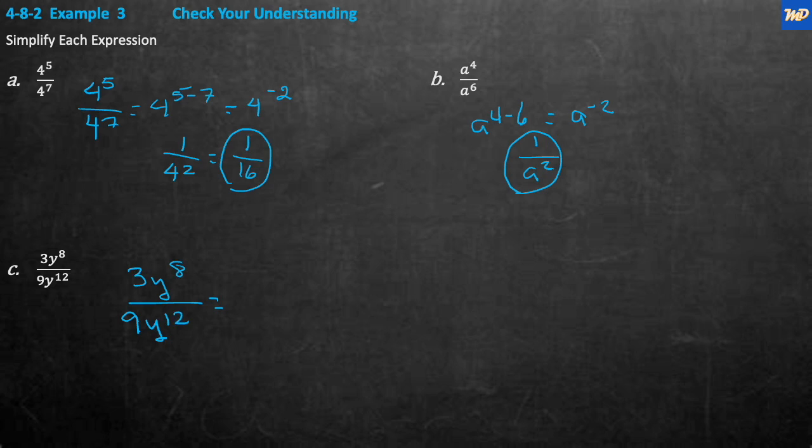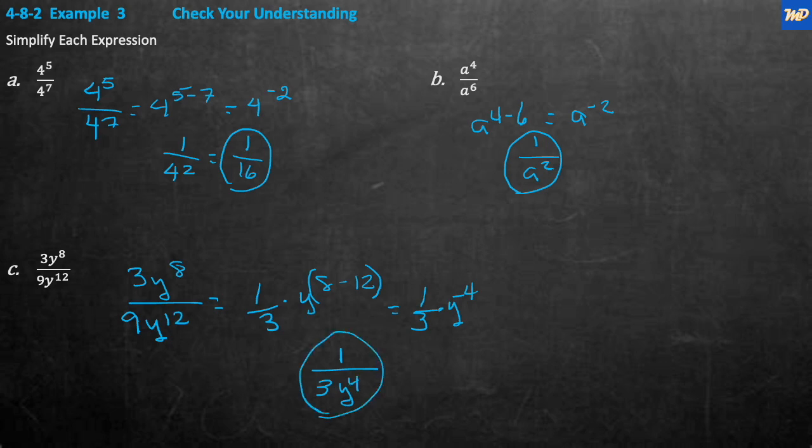First of all, we're going to start by 3 over 9 is equal to 1/3. And then on top, we're going to have y to the 8 minus 12. I'll put parentheses here. So that equals 1/3 times y to the minus 4. And taking the negative exponent to the denominator, you end up with 1 over 3y to the 4th power. Okay, that's it for that.